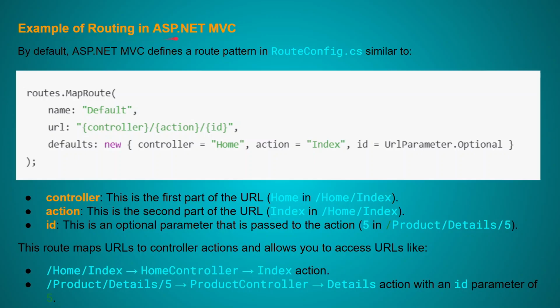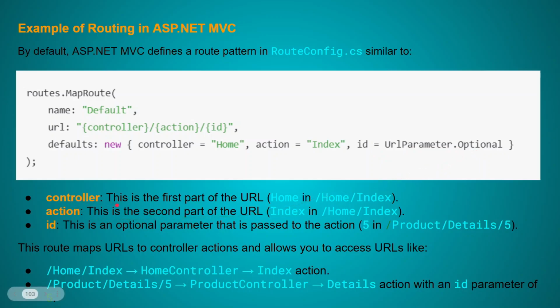Example of routing in ASP.NET MVC. By default, ASP.NET MVC defines a route pattern in routeconfig.cs similar to this. Look at here, we have a routes.MapRoute. For the default route, we have given it like this with an anonymous object: new controller equal to, we have assigned the home controller, action we have assigned the index action method, ID is a URL parameter, optional.